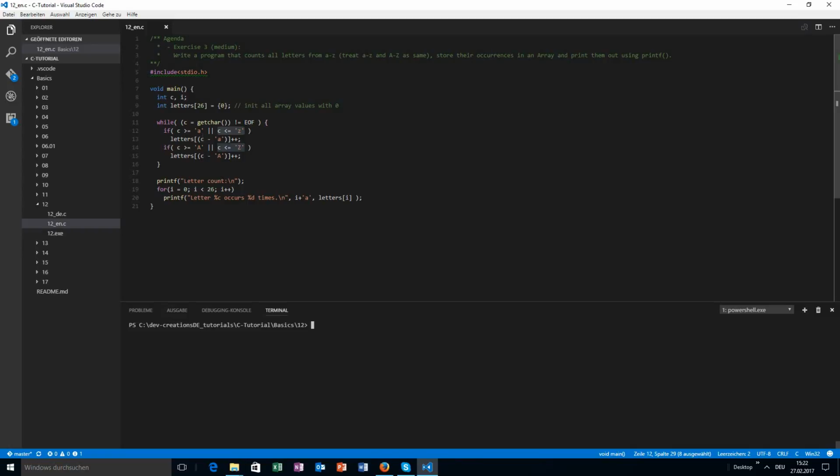This is because we have an array, and this array has a limit, and we are exceeding this limit by using a character outside of our boundaries. And this is not what we want.